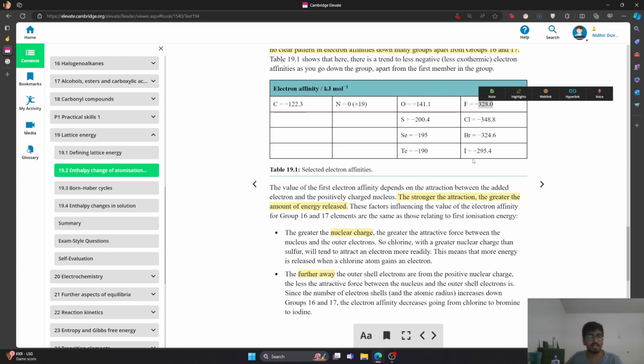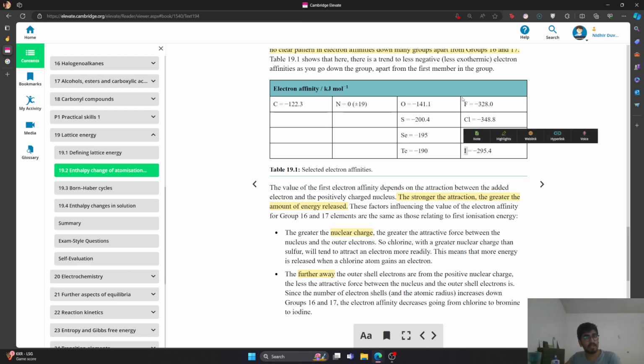So you might say, okay, down the group, why is there no clear trend? If we analyze this, the nuclear charge is increasing, right? There is a bigger and bigger amount of protons that iodine has as compared to fluorine. But the thing is, there are also so many electrons to shield the effect of those positive charges. So we don't know. There are two factors, and we need to understand which one is stronger. So there's no clear trend in such a case.